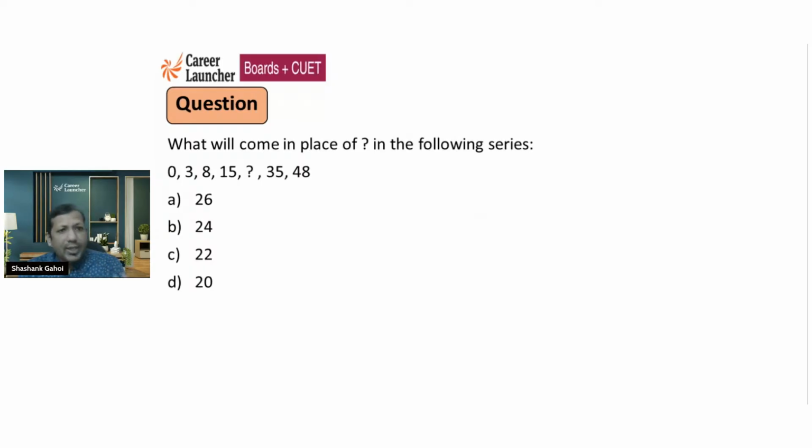What does it say? Again, which of the following numbers? We need to find the missing number. This time it is not at the end, it is in the middle. So same thing: we have 0, then 3, then 8, then 15, then something is missing, then 35, and then 48. What is the difference we are getting? 3. What is the next difference? 5. What is the next difference? 7. So what should be the next difference?